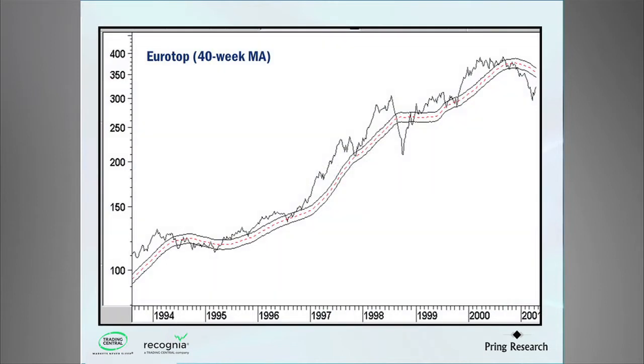This chart features the Eurotop index together with a 40-week moving average and two bands, one 3% above the average and one 3% below. Buy signals are generated when the price crosses above the upper line, and sell signals when it crosses below the lower one. The sell signals remain in force until the price crosses back above the upper 3% band, and vice versa. This has the effect of filtering out some of the whipsaws, yet doesn't give up too much in terms of timing.